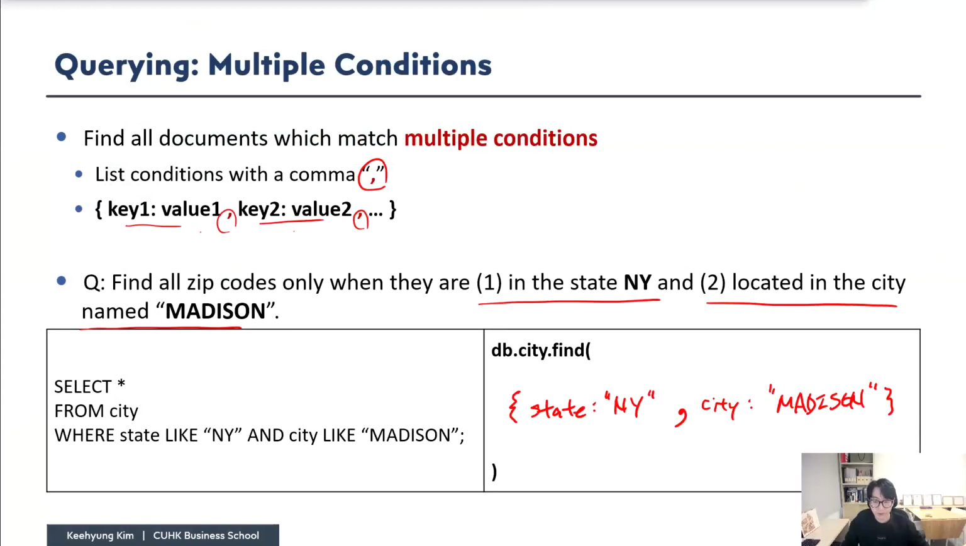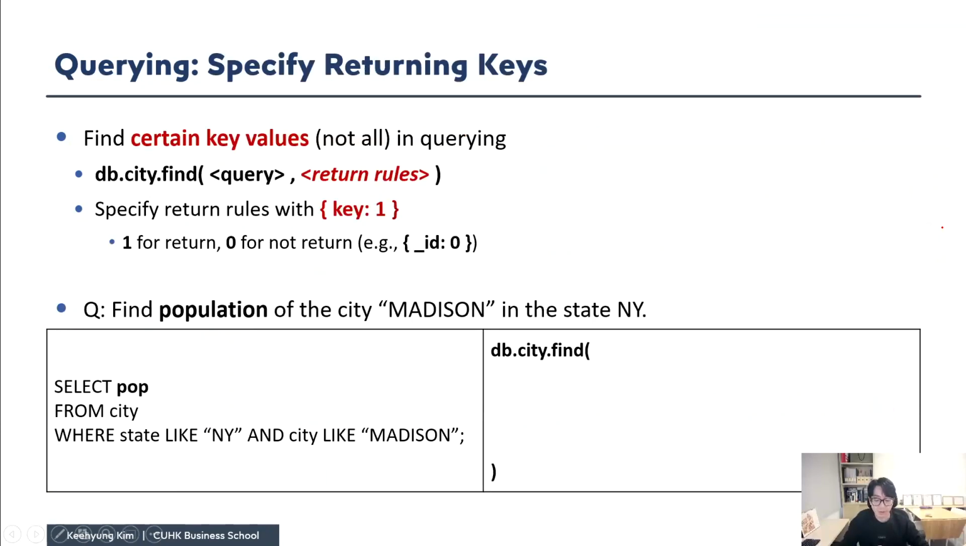So you can confirm that. And the next one is specifying returning keys. Currently, in the earlier example, when you just specify a query and perform it, MongoDB will return the entire document.